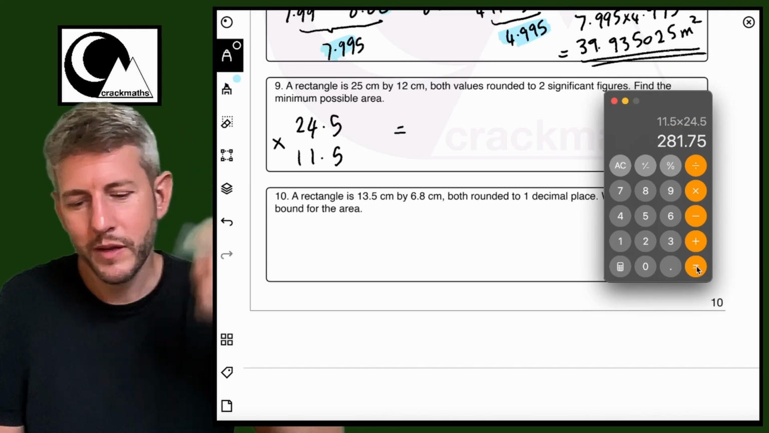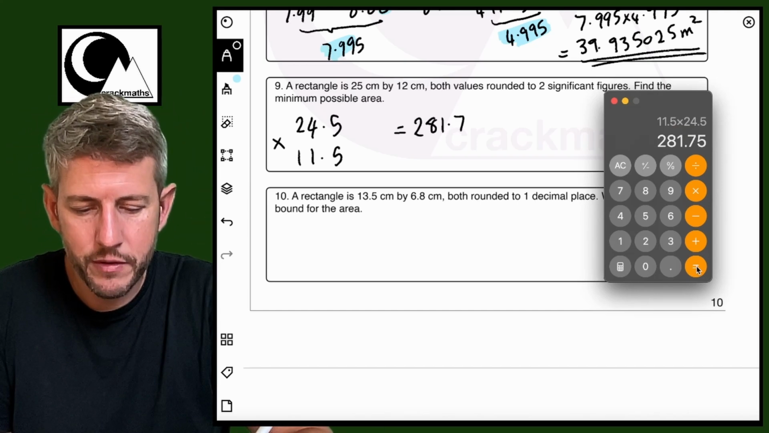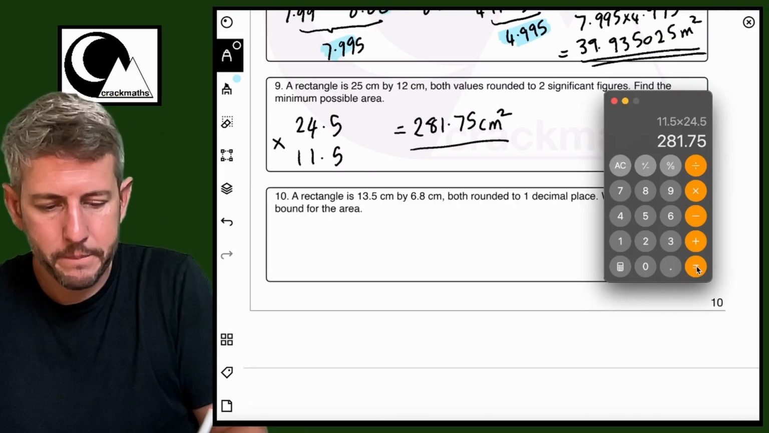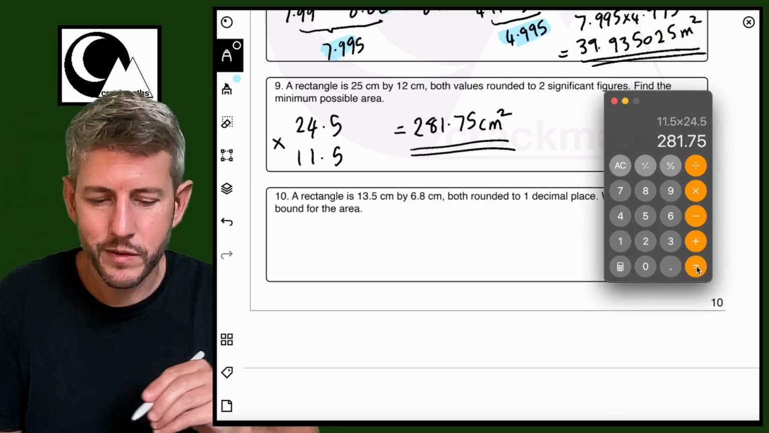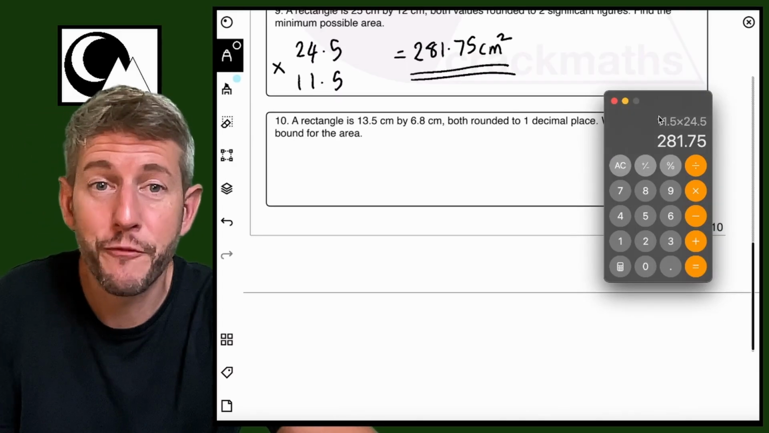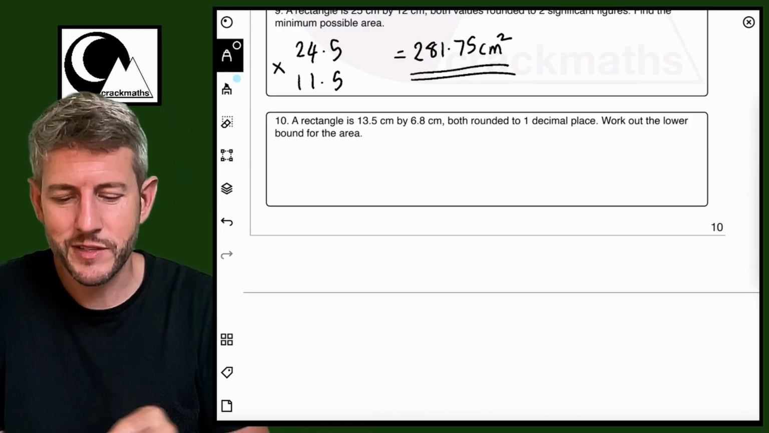And here we go. That is going to be 281.75 centimeters squared. There we go. Right, question 10, and that finishes the practice ones, and then we'll have a look at the 10 scenario questions. Okay, so here we go.